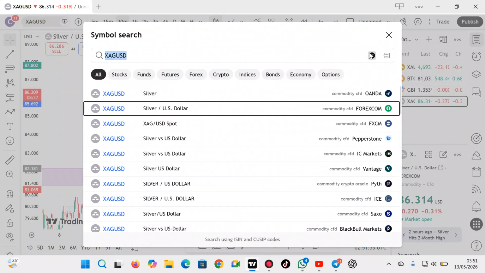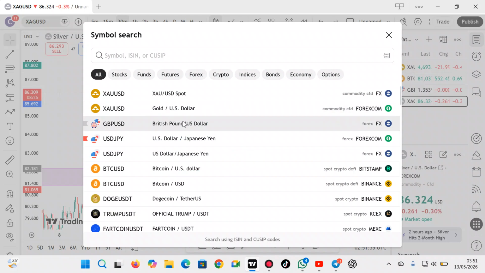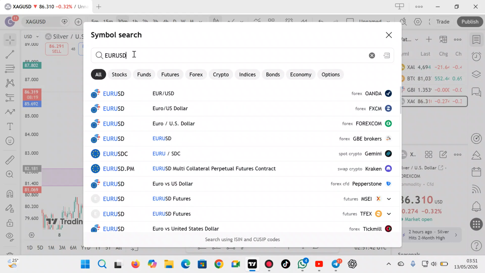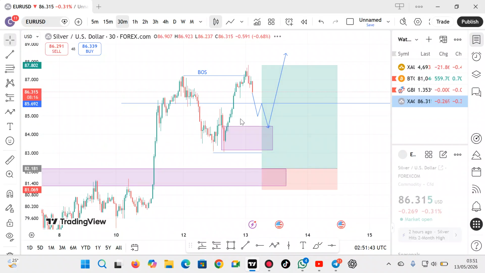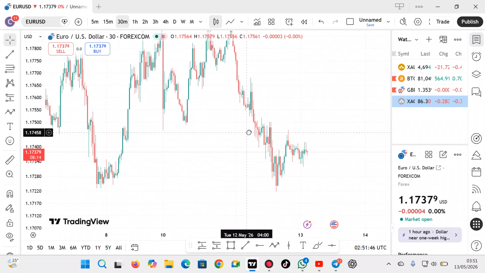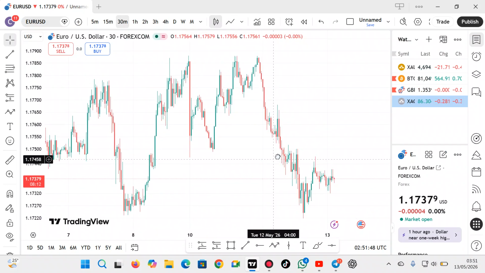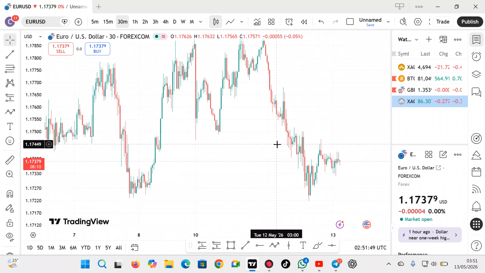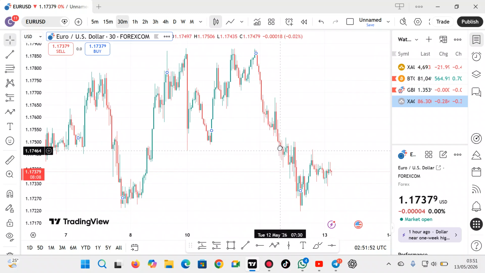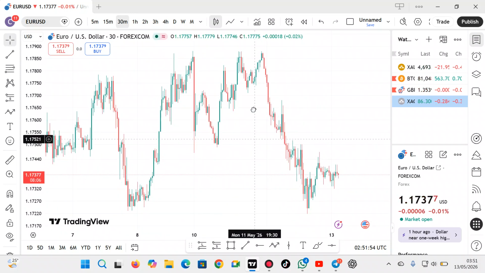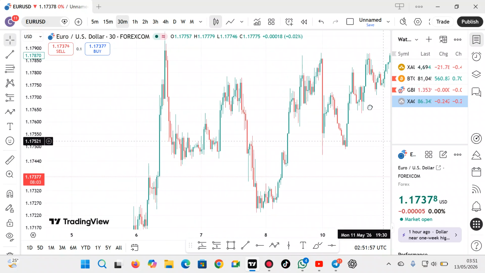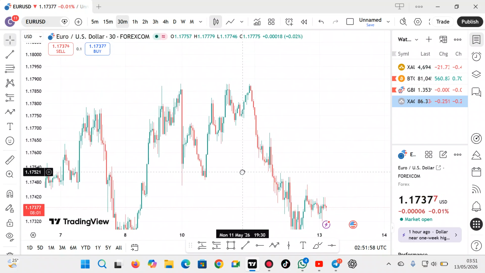Let me go to other pairs, like which pair? Some people trade the euro, some people trade euro USD. Let's check it and see if we are having the same thing to talk about on this particular chart. Yes. Now observe this movement that came down. This movement that came down did not just come down for nothing. Okay, let's observe how it came down.